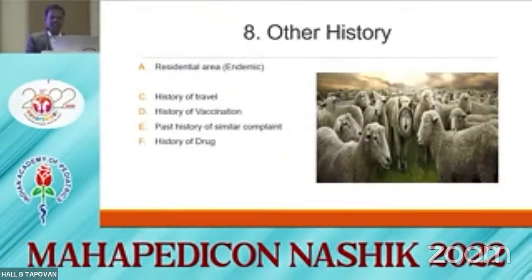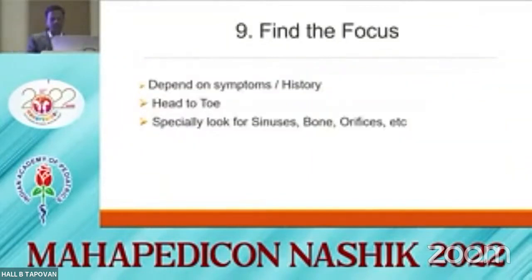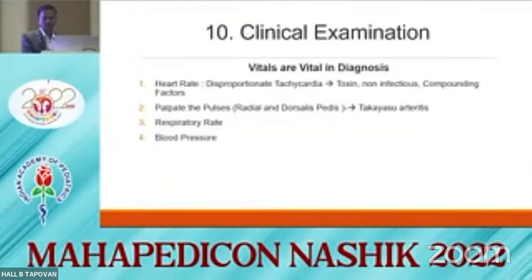Other history like residential area, history of travel, history of vaccination, past history, similar complaint, history of drugs, you should ask. Ongoing infection during that fever, like a dengue fever epidemic, if there are a lot of cases of dengue fever, sometimes you meet ALL or ITP during this dengue fever because our mind is occupied with dengue fever only. Find a focus.